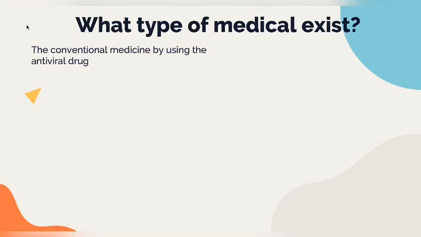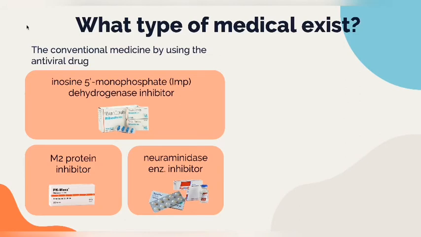For the treatment of this disease, there is conventional medicine using antiviral drugs. Antiviral drugs can be divided into three major groups: inosine 5 monophosphate dehydrogenase inhibitors such as ribavirin. Second is M2 protein inhibitors such as amantadine. And the last one is neuraminidase enzyme inhibitors such as oseltamivir and peramivir.